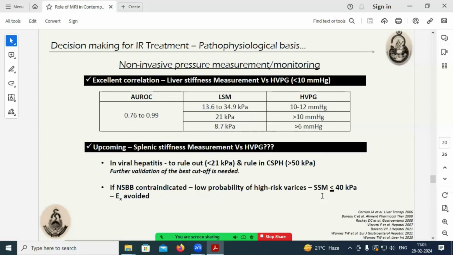Then coming on to certain non-invasive measures. Now, these non-invasive measures have been calibrated against the HVPG only. The liver stiffness, I think in most centers, is being done in terms of FibroScan or transient elastography or shear wave elastography also. And this has been shown to have a good correlation with the HVPG measurements. But now splenic stiffness measurement is also coming up. So both of these put together can actually help you assess the patient's progression of disease, as well as whether he or she is responding to conservative management or not.